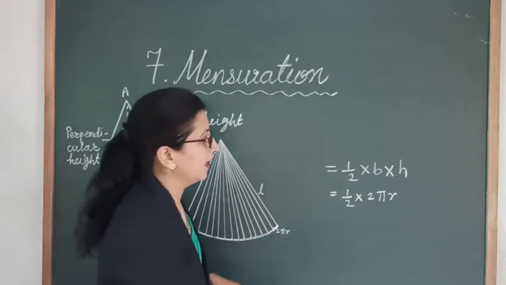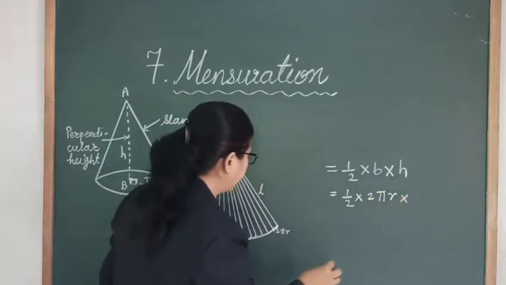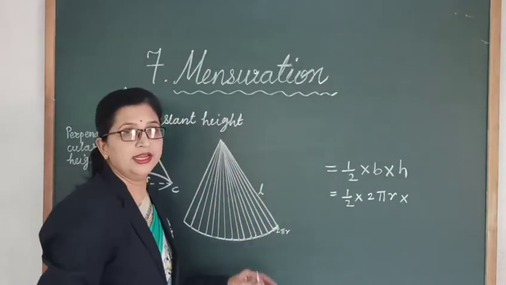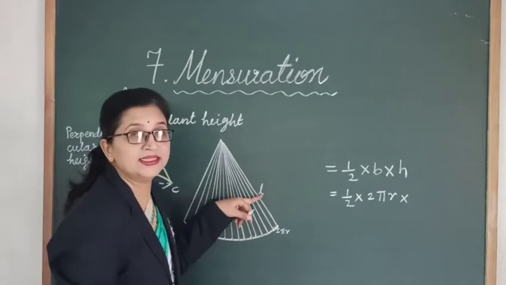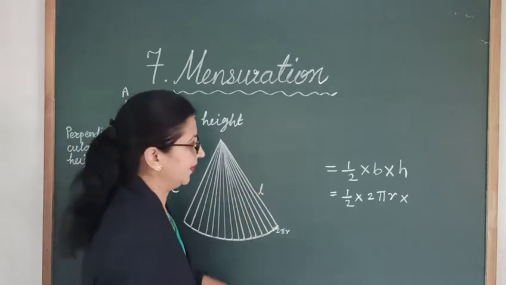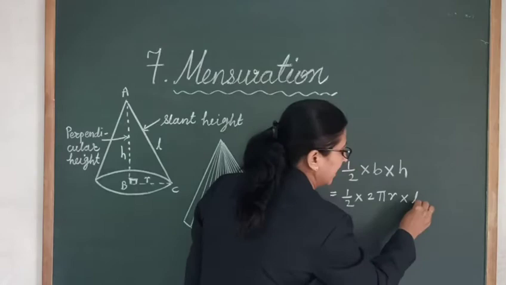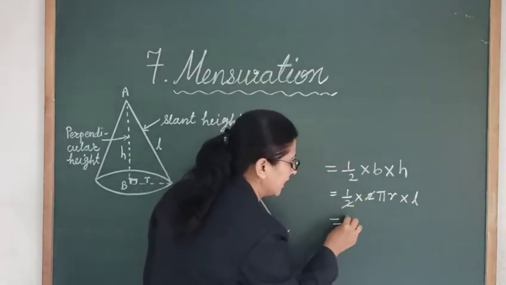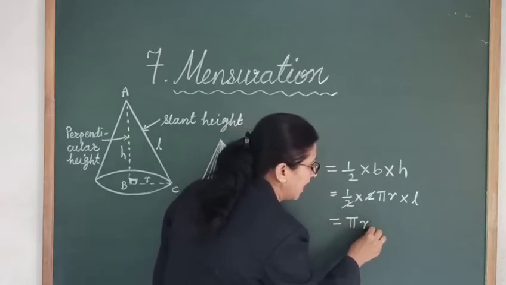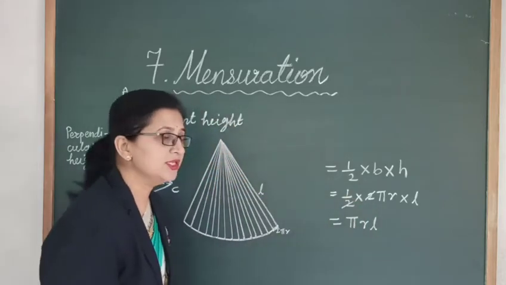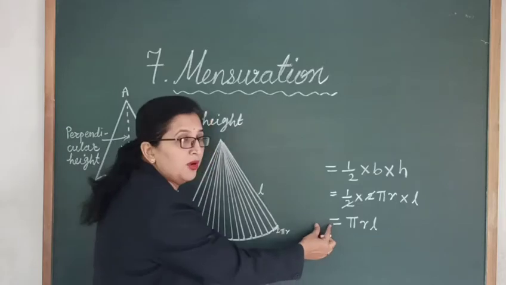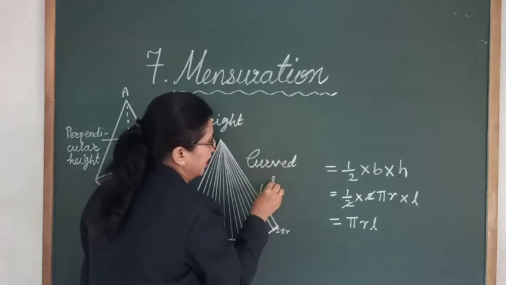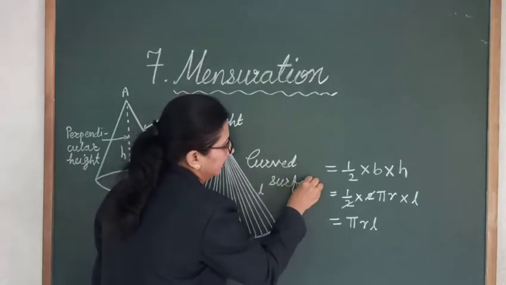And this height is nothing but l. Now this 2 will get cancelled and we will get pi r l. So dear student, this is the formula for the curved surface area of a cone.